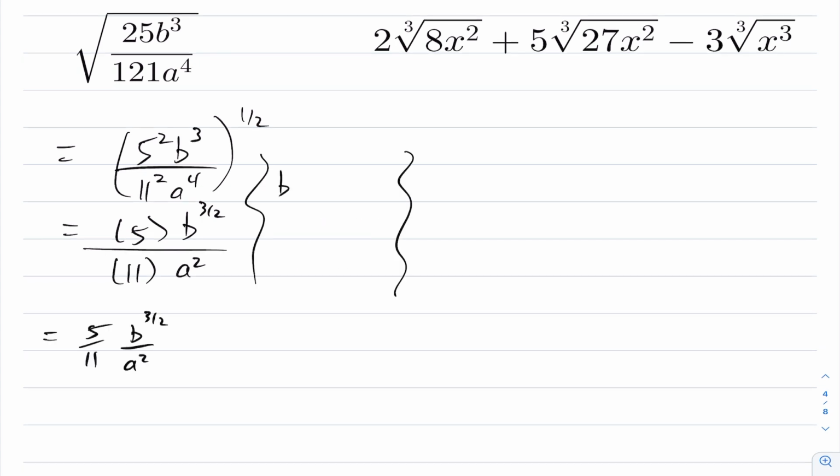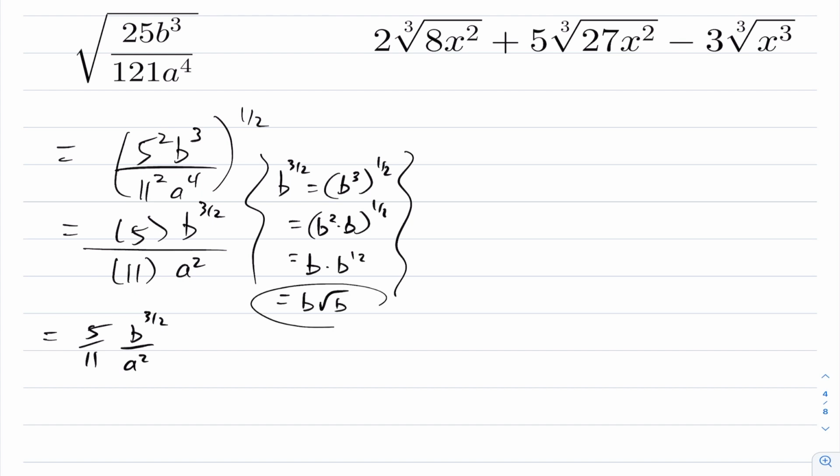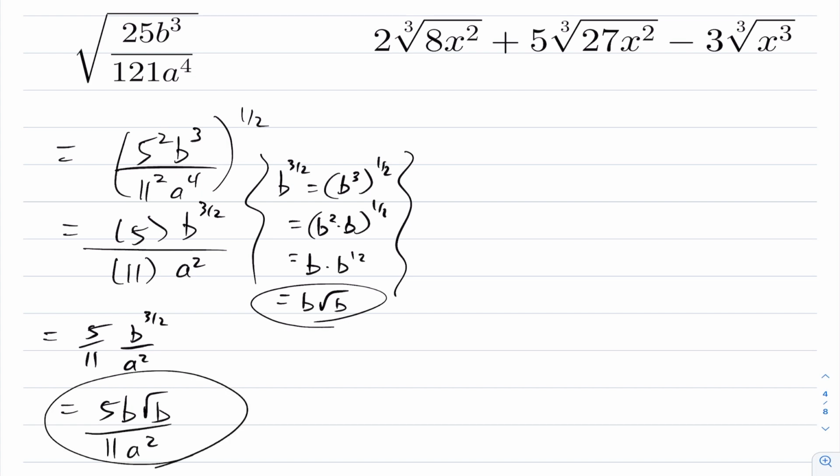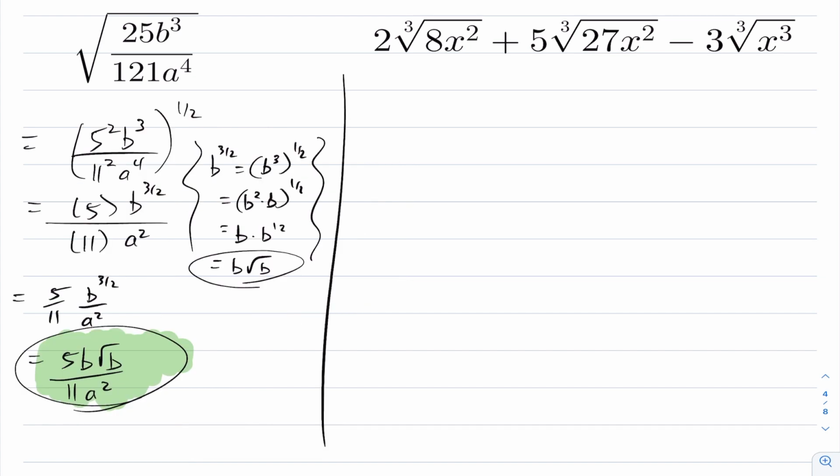If you look at b to the 3/2, that is equal to b cubed to the power of 1/2, which is b squared times b to the power of 1/2, which is going to end up being b times b to the power of 1/2. So it's b root b is what you get here. Again, we're assuming the variables a and b, x and y, all the ones we've used here are positive variables, so I do not need an absolute value on this. We'll just assume it is b root b. So we can change that. This will become 5b root b over 11a squared. And that can be our simplified expression. All right, let's take a look at the next example here.